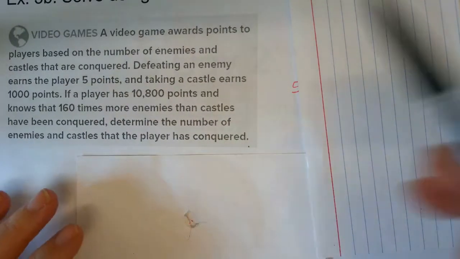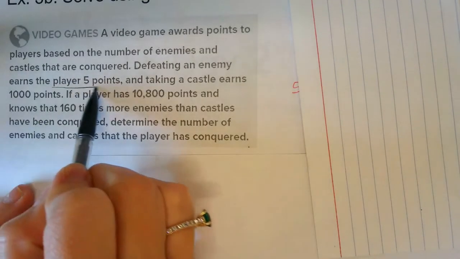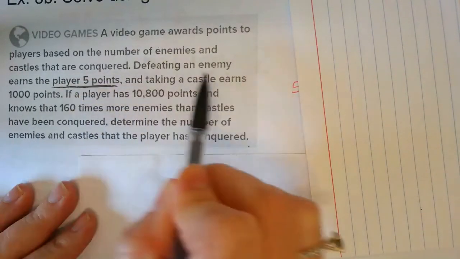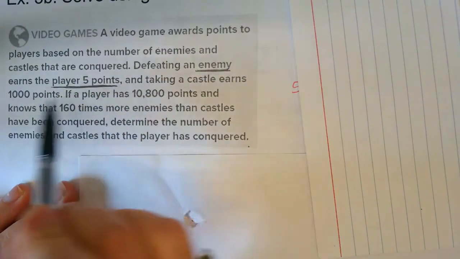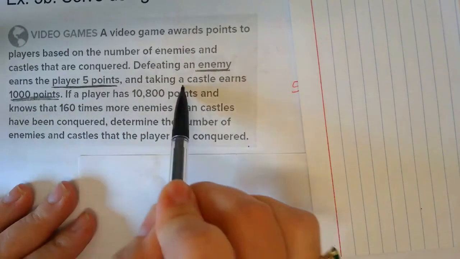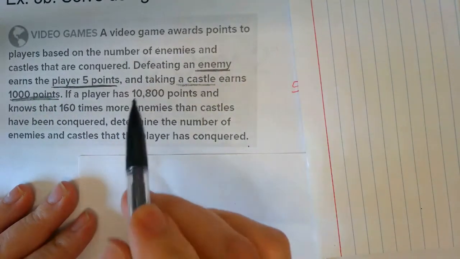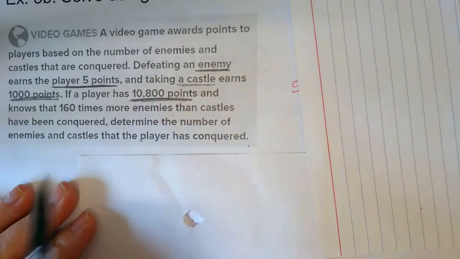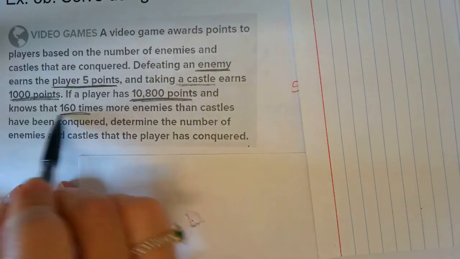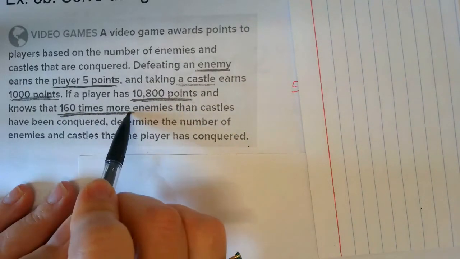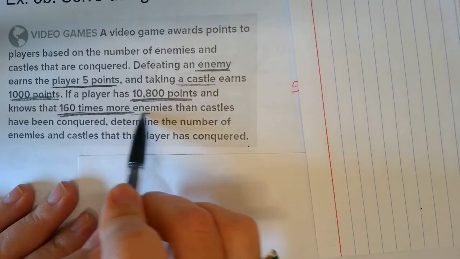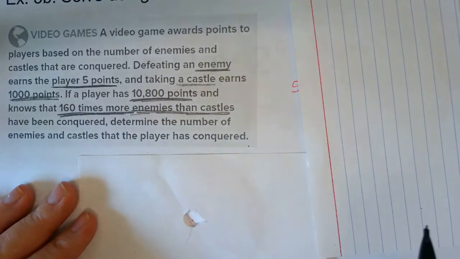So in the next question, you would have found that the player gets 5 points when they defeat an enemy. They also get 1,000 points when they take a castle. I see that you have a total of 10,800 points. I also see that 160 times more enemies than castles have been conquered.